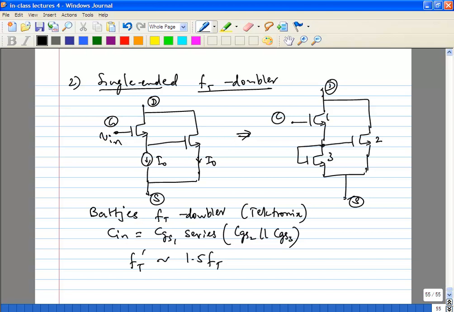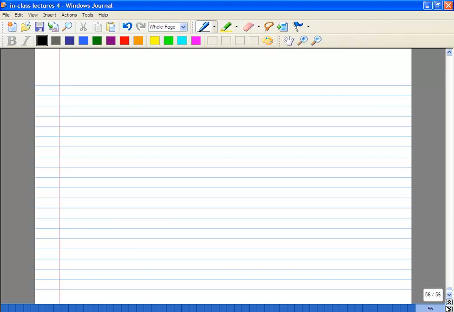Okay, mainly because for these circuits, whether you have short channel effects or not doesn't directly matter. If you just take a single transistor and double the current, you'll go more into velocity saturation, whereas in this case you don't have that problem directly. Okay, so that is for FT doubling.